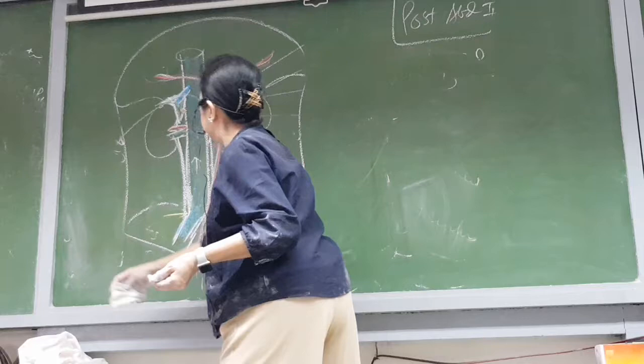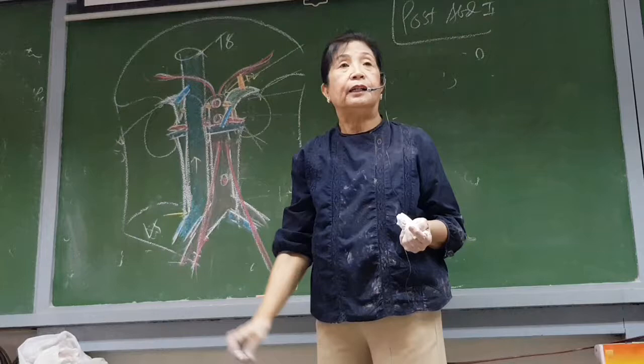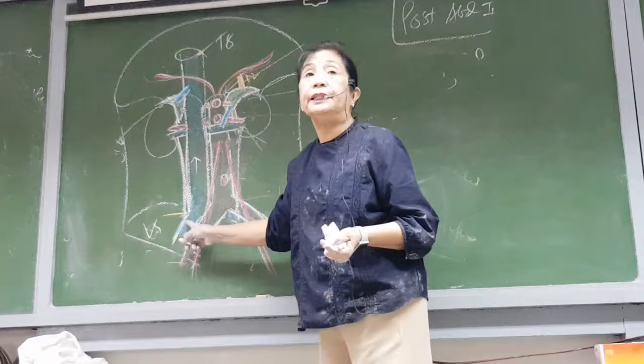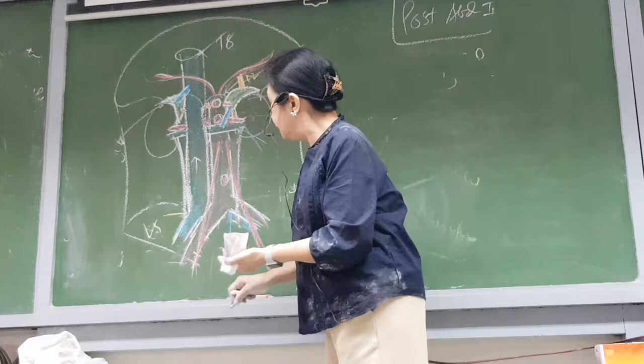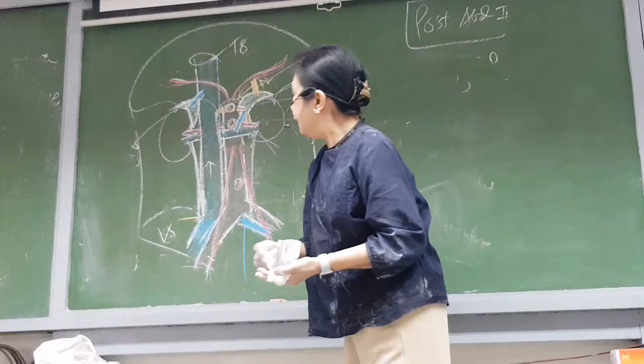Saan siya nagsimula ulit? Anong level? L5. Umakyat siya, papunta sa right atrium at the level of what? T8. Okay? Ang dugo, papa-akyat. So, ano ang tributaries of origin niya? Ano yung mga tributaries doon sa pag-umpisa niya? Right and left, common? Yeah. And then, the middle, what? Sacral veins. Okay? So, you have the right and left common iliac veins. They join together to form inferior vena cava.